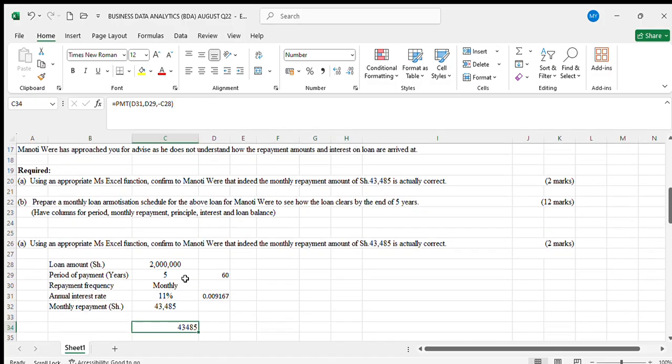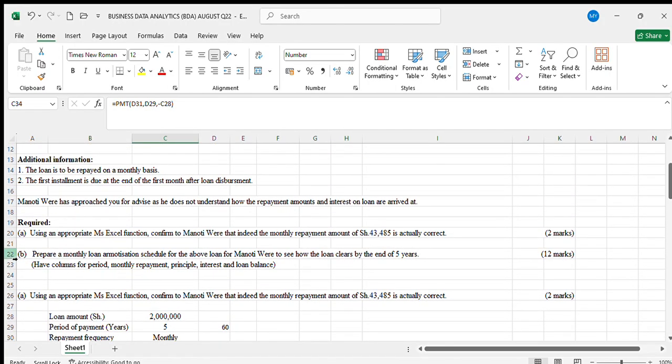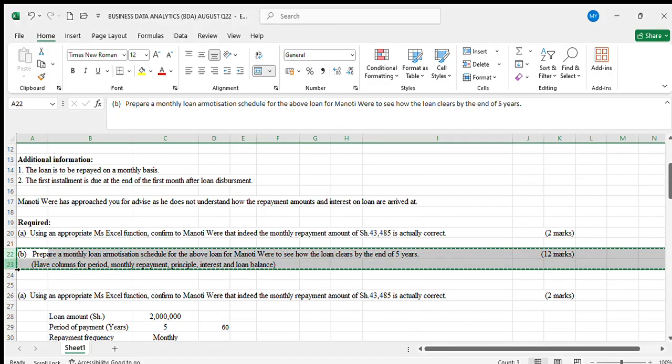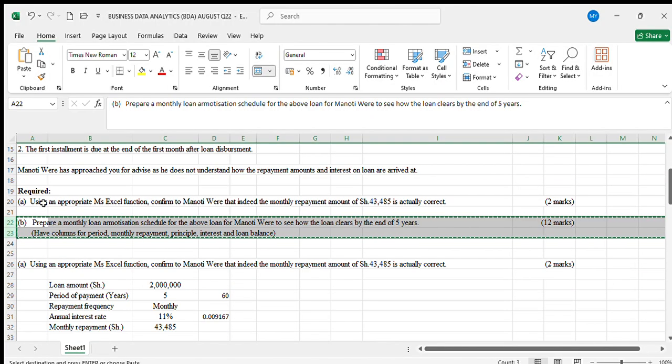Then the second question, question B, now tells you to prepare a monthly loan amortization schedule for the above loan for Manuti to see how the loan clears by the end of 5 years. Have a column for period, monthly repayment, principal, interest, and the loan balance.